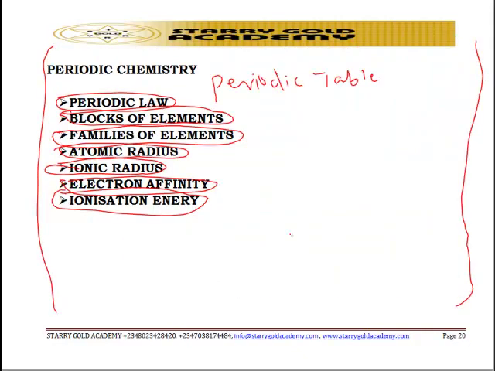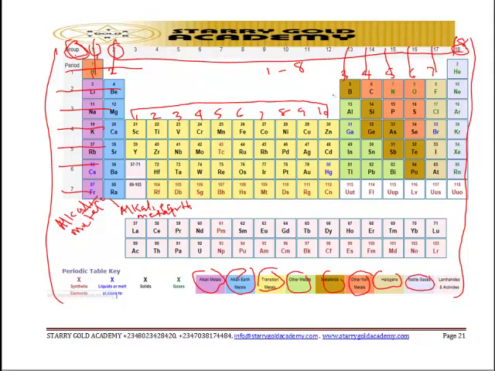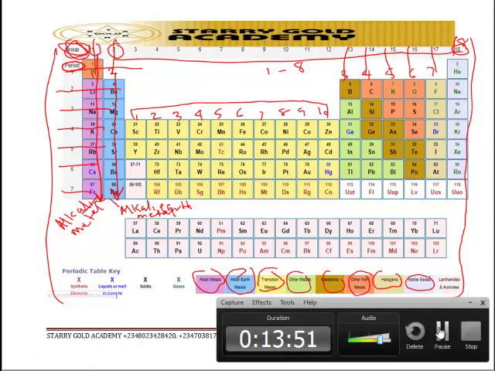Now, secondly, we are going to the next subtopic, which is the block of elements. Let's go back to the periodic table. If you look at the periodic table here, we have the group and we have the period. From hydrogen down, these are group 1. From beryllium down, these are group 2 of the periodic table.